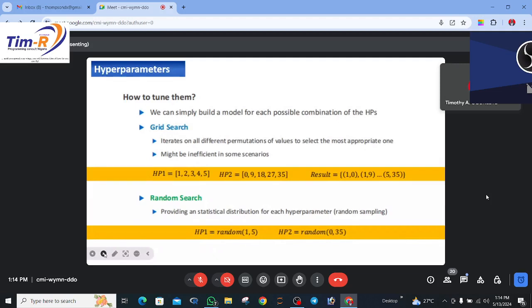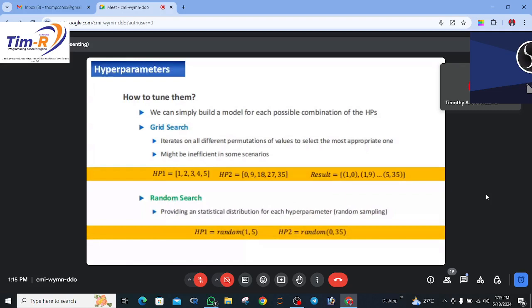And it might be inefficient in certain scenarios. For example, this is hyperparameter one. We have values 1, 2, 3, 4, 5. Hyperparameter 2: 0, 9, 18, 27, 35. If you look at the result and compare them, here we have 1 and 0. Here we have 1 and 9. So it will just keep going and going, combining and permutating them. So these are just going to be the result, but it might be inefficient in certain cases.